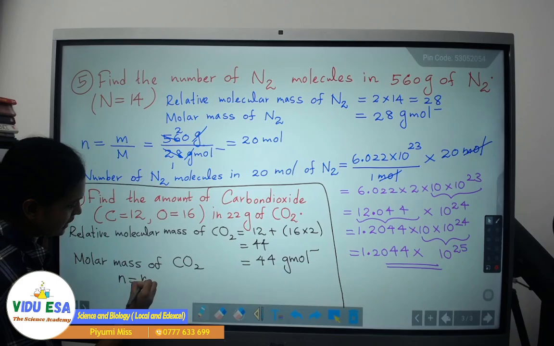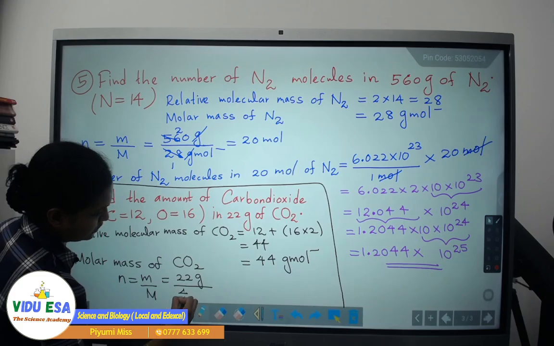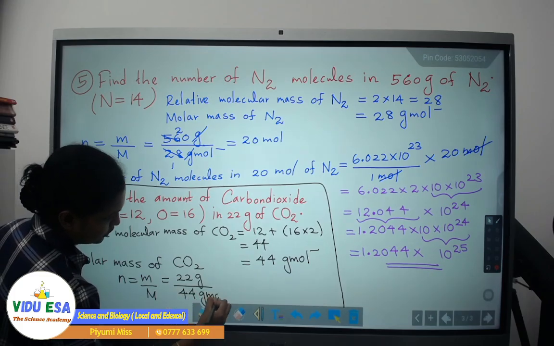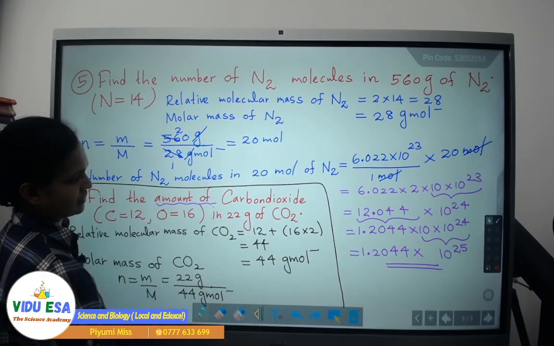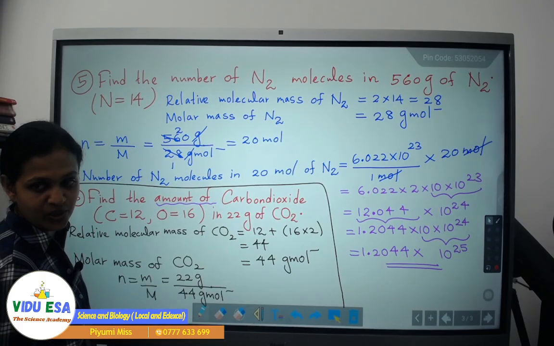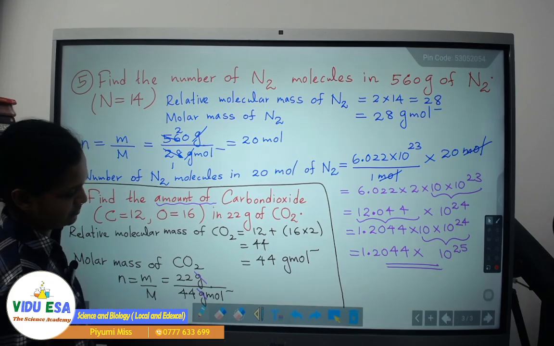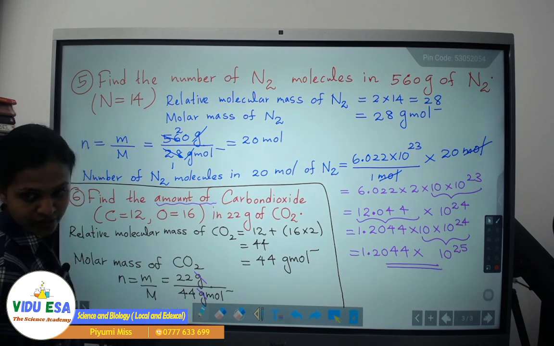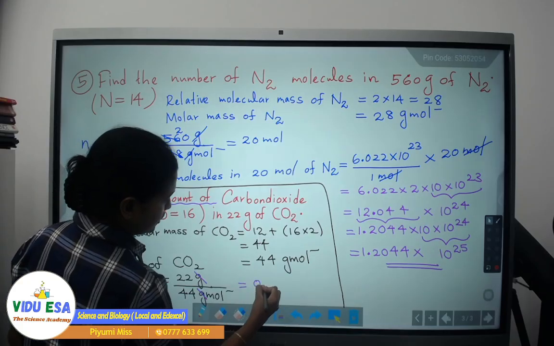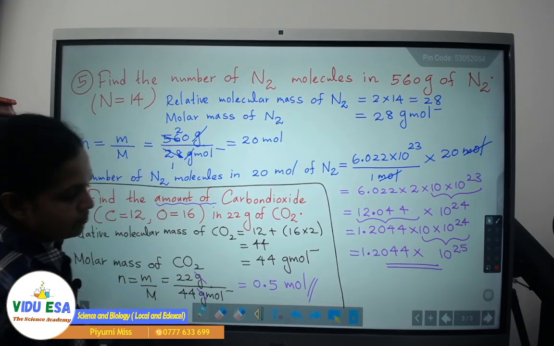n equals m over M. Mass is given as 22 grams. The molar mass is 44 grams per mole. Since we are asked about the amount of carbon dioxide, we can calculate the number of moles, because mole is the SI unit of measuring the amount of substance. Then it is half, 22 into 2 is 44. Half means 0.5, the per mole comes to the top, and it becomes 0.5 moles.